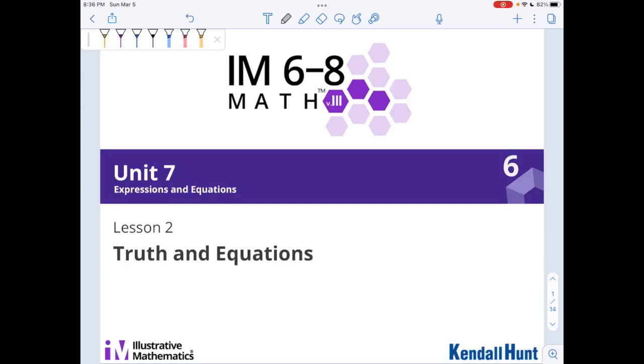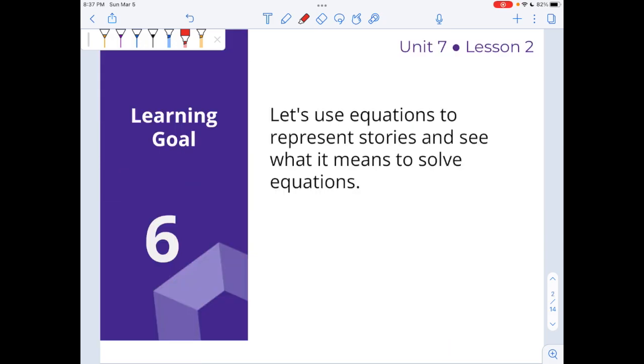Hello, 6th graders. We are on to lesson 2, which is all about truth and equations. Our learning goal today is to use equations to represent stories and see what it means to solve equations.